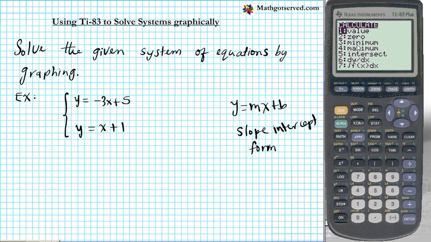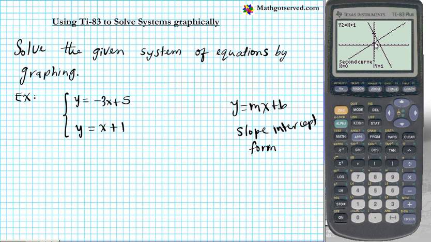Alright, and what we need is the intersection. So you can scroll down to 5, or you can just press 5, it doesn't make any difference. Alright, so I scroll down to 5 and I hit enter. Now please pay close attention to what the calculator is asking you for so you don't make mistakes. So it says first curve. This is the first curve we have. If it is, press enter.